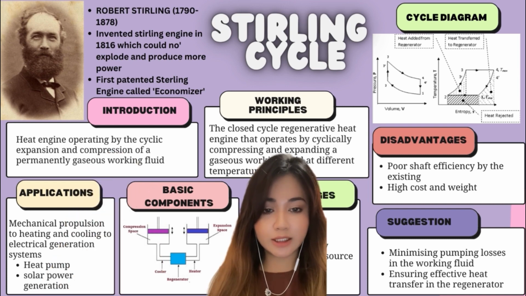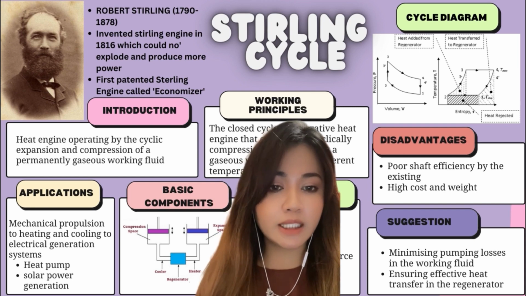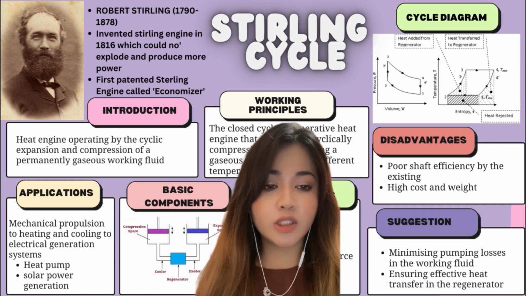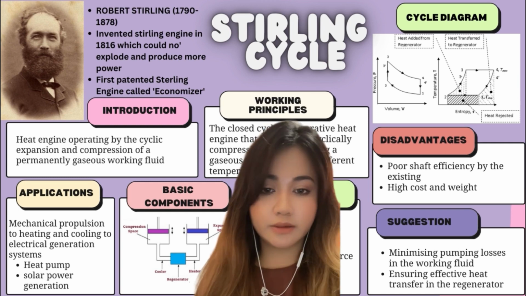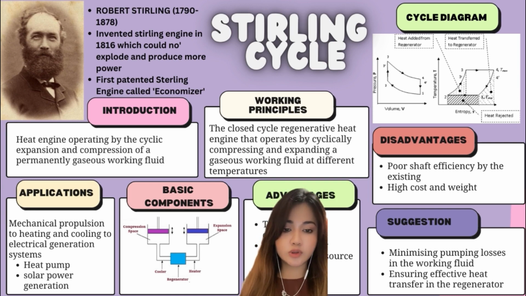So next is the introduction. A heat engine operating by the expansion and compression of a permanent gas, which is the working fluid, between different temperatures, resulting in a net conversion of heat energy to mechanical work. So we go through the application. Applications for this cycle range from mechanical propulsion, to heating and cooling, to electrical generation systems such as solar power generation and heat pumps.